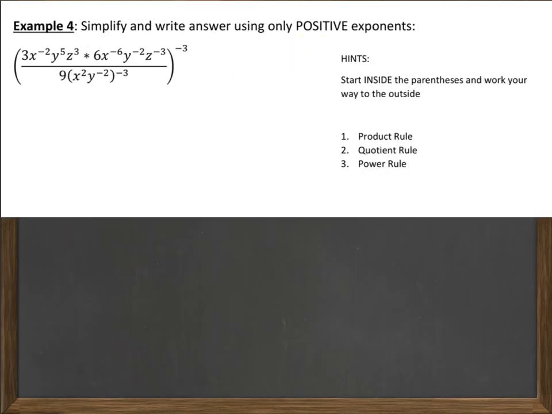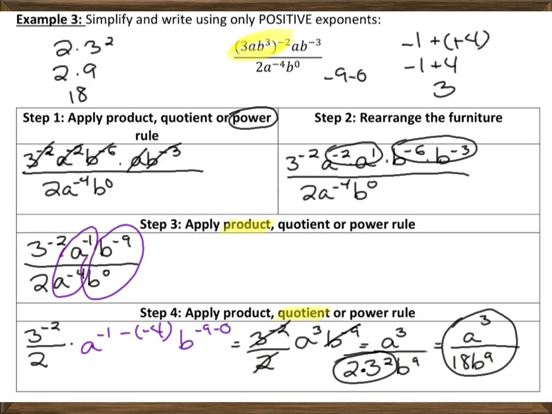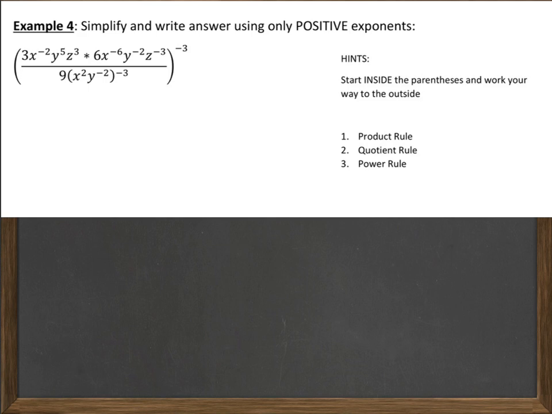All right, so now we have a huge problem. Notice in the last 3 problems, I scaffolded this for you. I broke it down into steps. This time I'm not giving you any steps. The only thing I'm giving you is this hint, which is to start inside your parentheses and work your way out. Hypothetically, you could take this negative 3 and apply it to every single term in here. But if you do that, the probability of you making at least one arithmetic error is very high. The probability of me making at least one error is very high, and I've been doing this for decades.